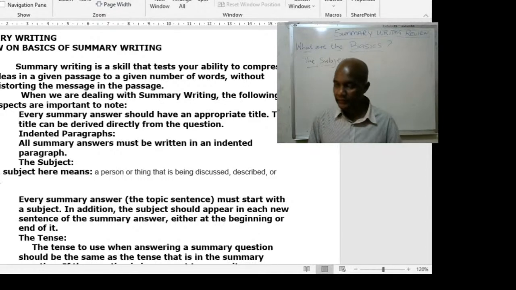The fourth important aspect is the tense.